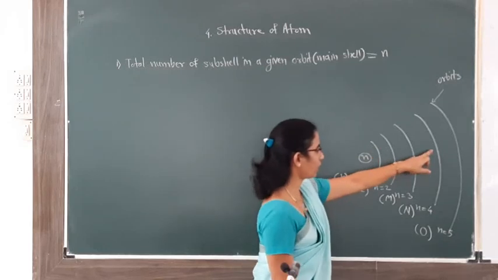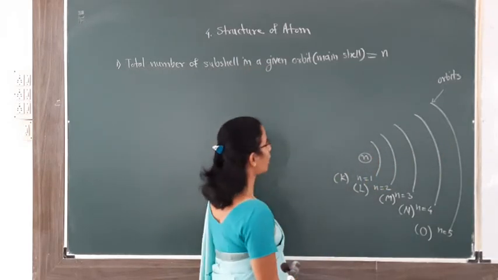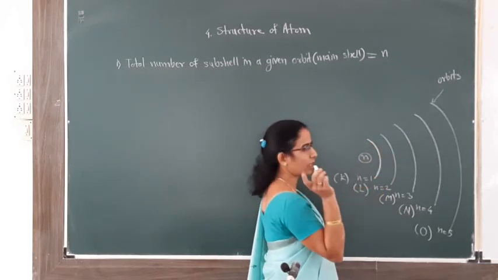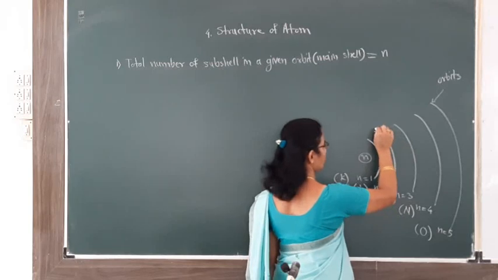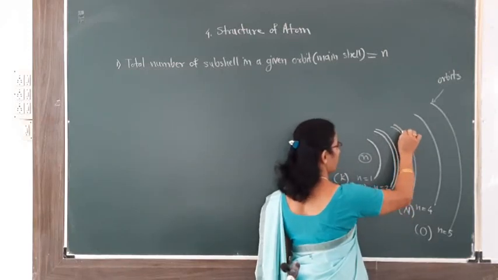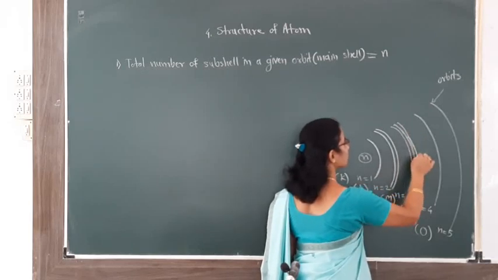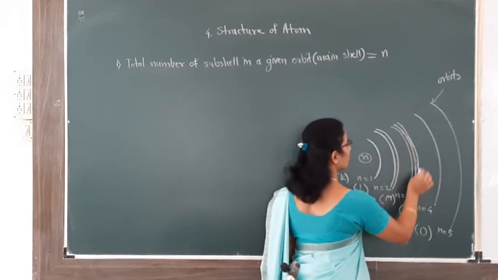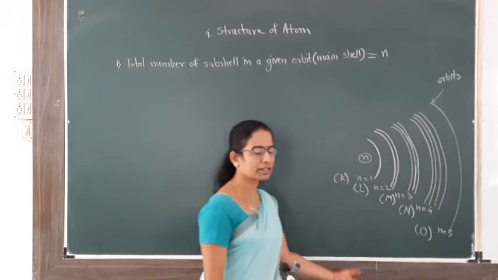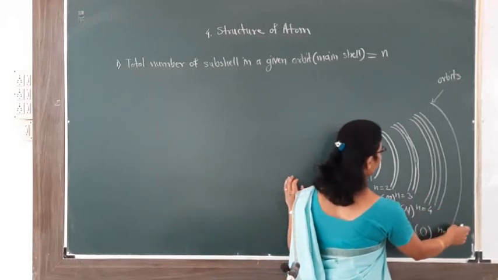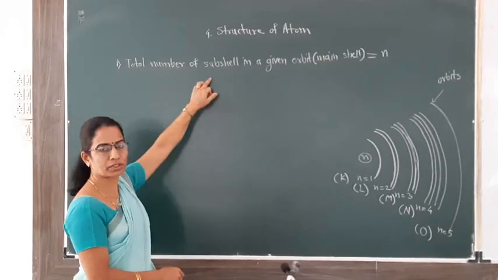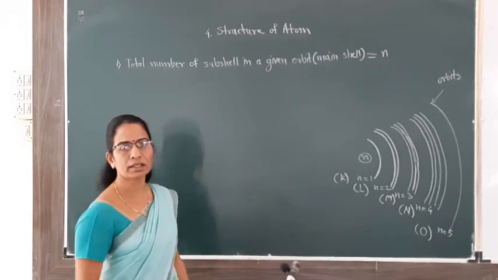Now every shell or every orbit possesses subshells, and how many subshells are present? That number is equal to n. It means the first orbit possesses only one subshell. The second orbit will possess two subshells. The third orbit will possess three subshells, 1, 2 and 3. The fourth shell will possess four subshells. For our convenience, in order to help you understand this concept, I have shown these subshells in this manner. Similarly, in the fifth shell, you will find five subshells. So, this is the important formula: the total number of subshells in a given orbit or main shell is equal to n.